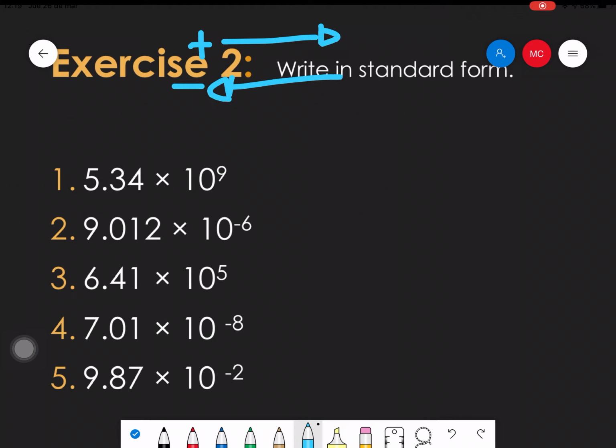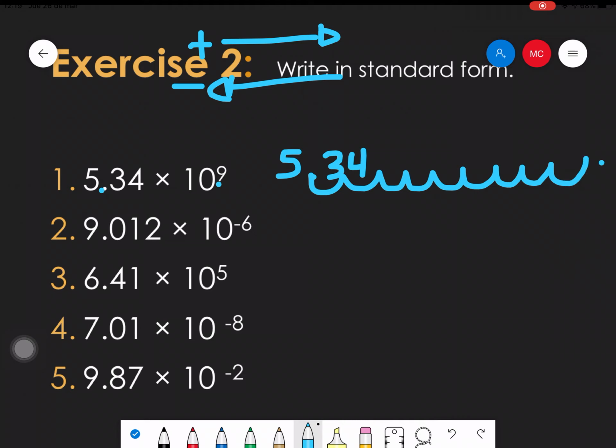So let's start. My point is here, and it tells me to move to the right because it is positive, and tells me to move nine places. So it will be 5.34. Remember, this point is going to be erased because I'm going to move it 9 times to the right. So 1, 2, 3, 4, 5, 6, 7, 8, 9.